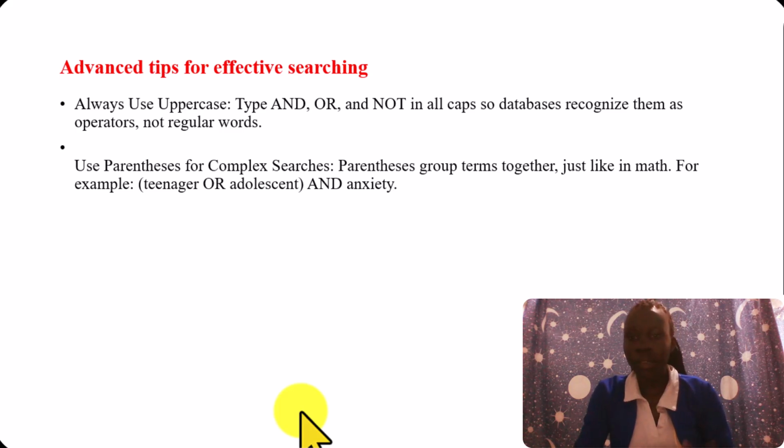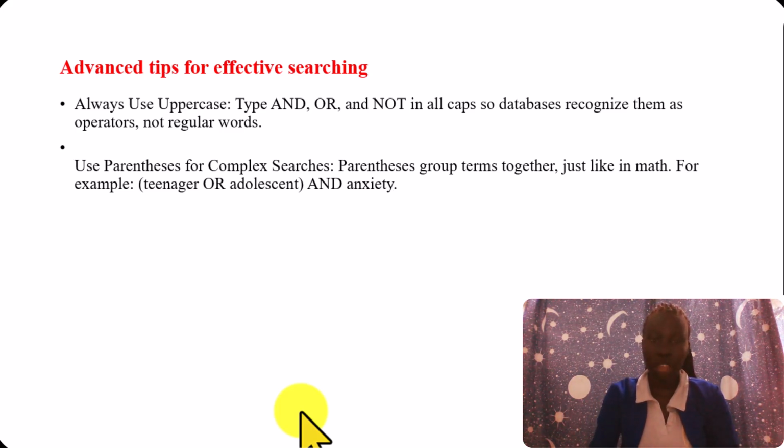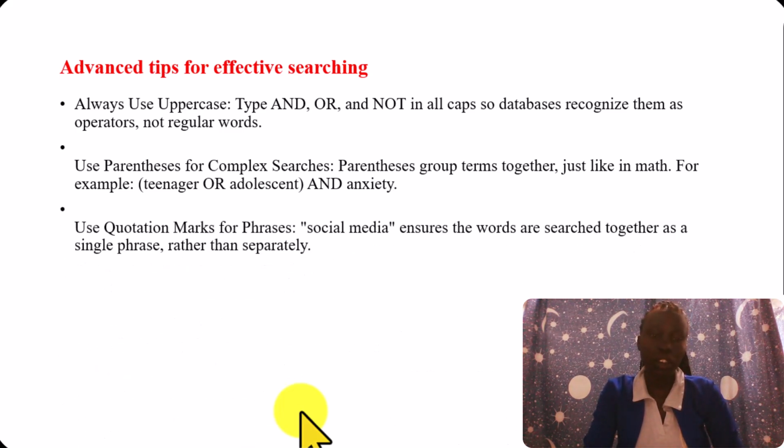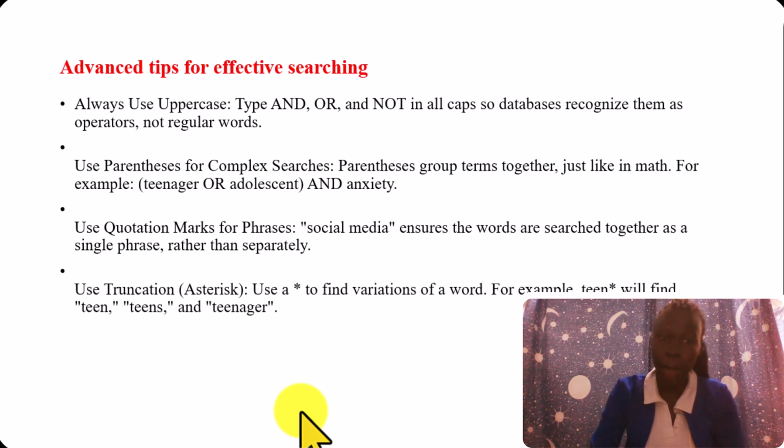Then use parentheses for complex searches. Parentheses group terms together, just like in math. For example, we have teenager OR adolescence. What did we say? OR is a union. Then AND anxiety. Also use quotation marks for phrases. "Social media" ensures the words are searched together as a single phrase rather than separately.